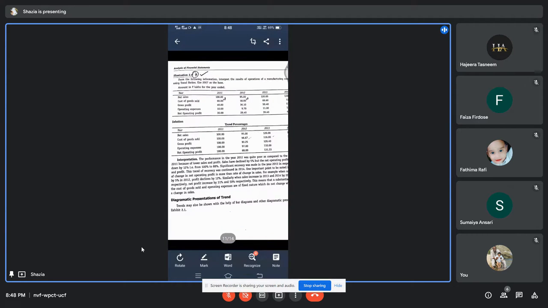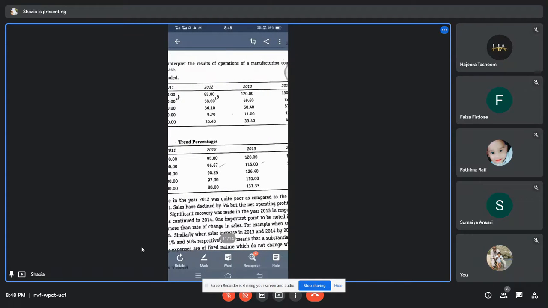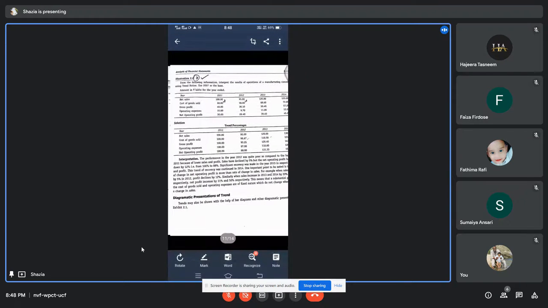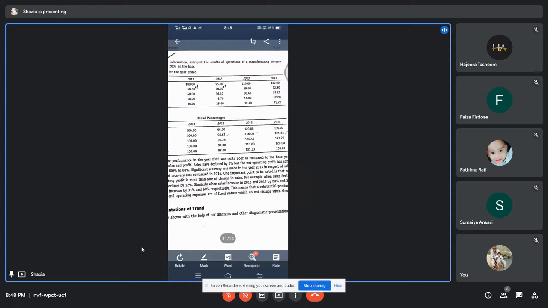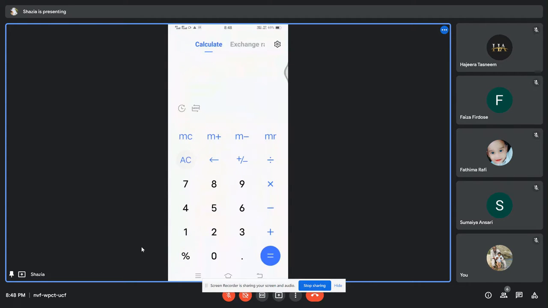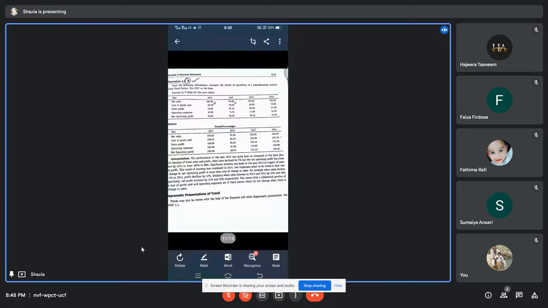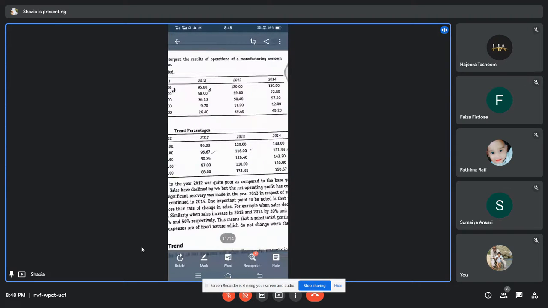Same way you have to calculate the 2013 sales. What is the net sales now? Again, you have taken 100 itself. So 120, that is the current year's amount divided by 100 as the base year's 100, into 100 again. So you're getting 120. So 120 you're supposed to write. The answer you're going to get is 120%.